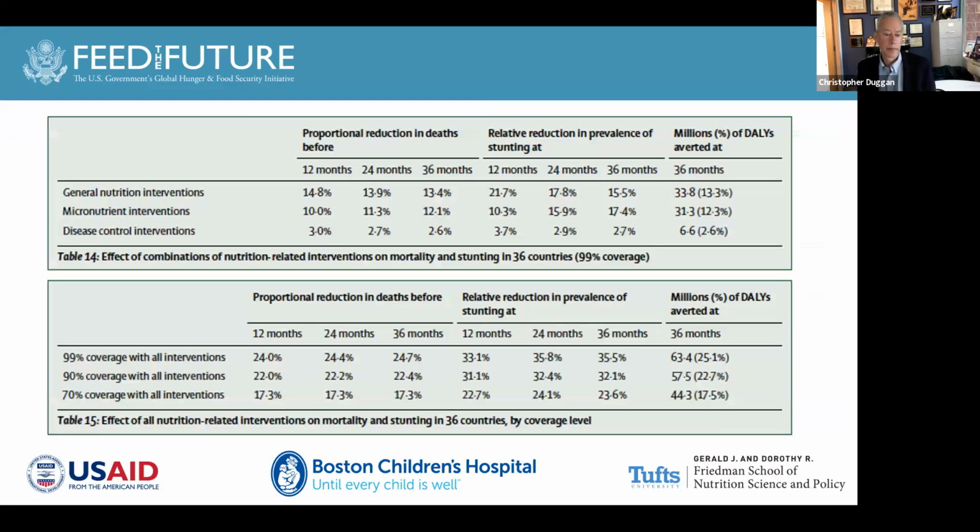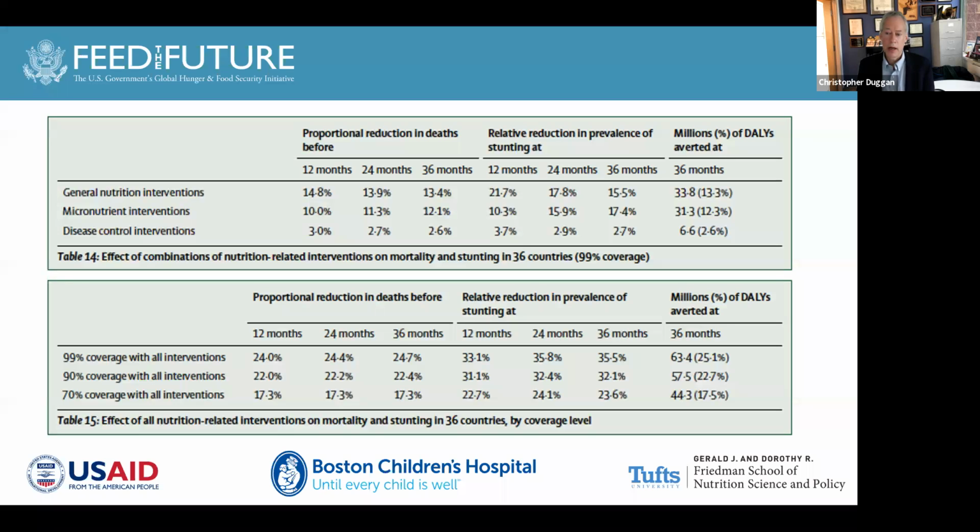This modeling study went further and evaluated how many deaths and reductions in stunting could be achieved by the global community if the general nutrition, micronutrient, and disease control interventions could be addressed throughout low and middle income countries. In the lower half of this table, you can see that the authors hypothesized that if coverage was low at 70% of all interventions, moderate at 90%, or very high at 99% of all the interventions, there was a concomitant reduction both in deaths before age 12, 24, and 36 months, and in the reduction in the prevalence of stunting.